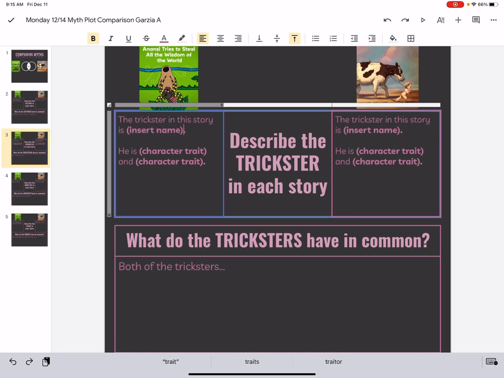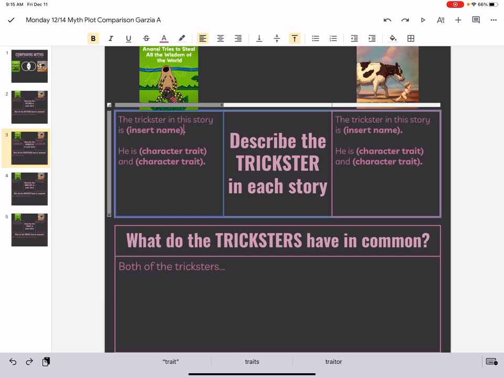Same concept down below. He is, fill in the blank with a character trait, and fill in the blank with a second character trait. Same thing on the other side. The trickster in this story is, insert the name of the trickster. He is blank. He is blank.